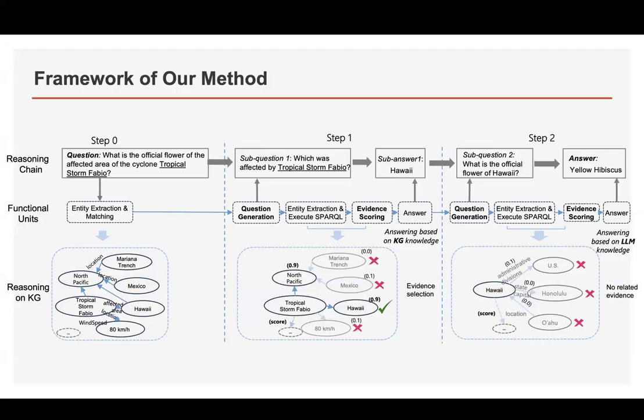So let's see. What happens if you have negations in there? So, what if the question had been, what is the official flower of the areas not affected by a tropical storm? I know it's a nonsense question, but what if you throw that in? Can the knowledge graph look for not?